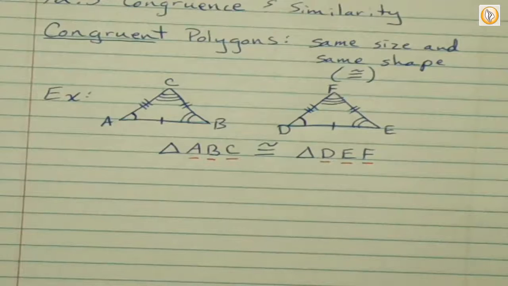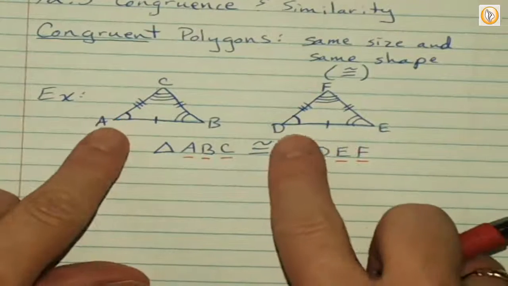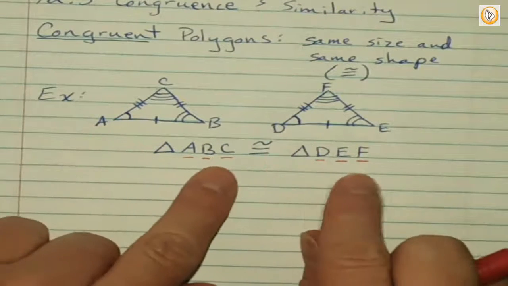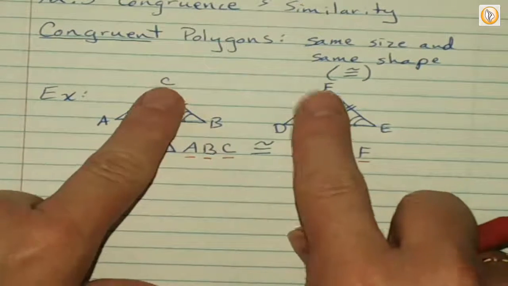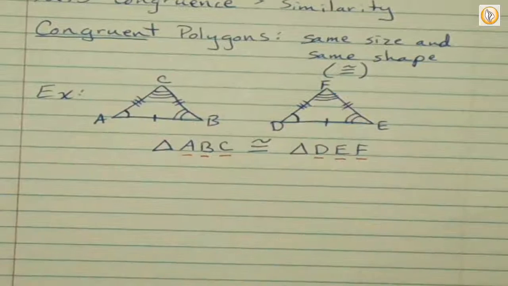Believe it or not, as silly as that sounds, because we're talking about congruency and similarity, you have to make sure the order of which you write your letters are the same. Does that make sense? Okay, question.